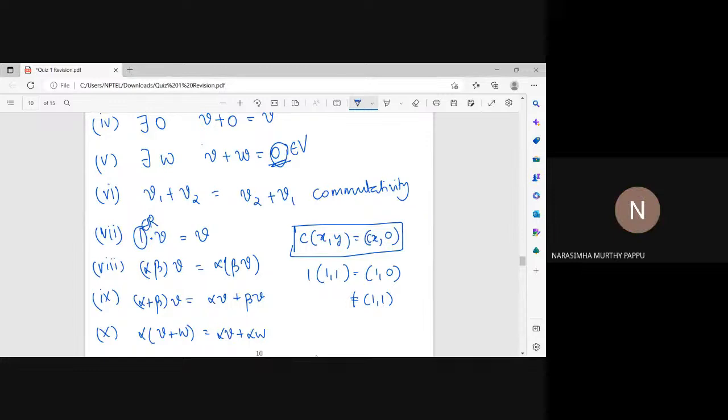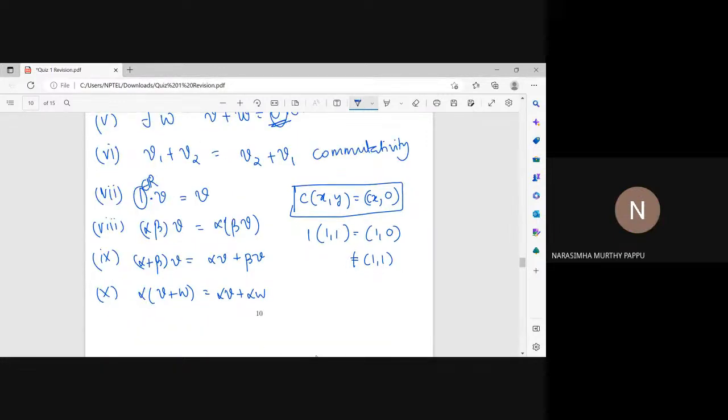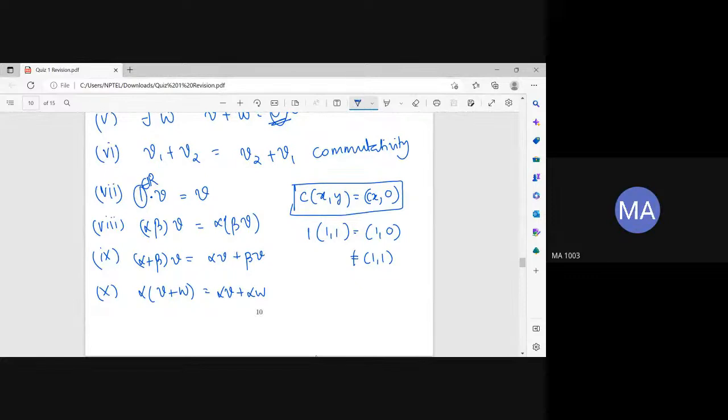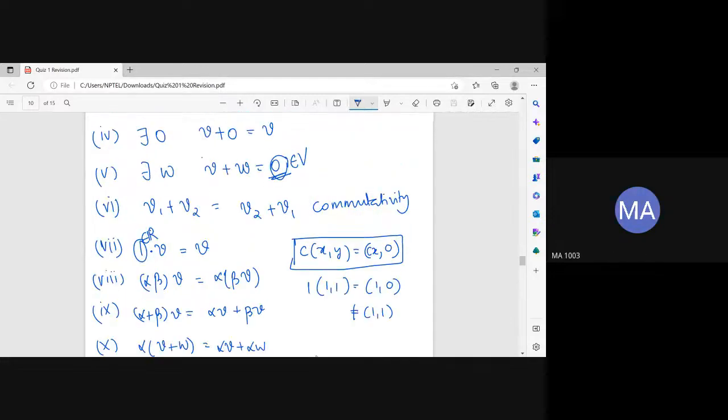In many of the questions, I got to know a little later that the operators themselves have been redefined. If it's the usual addition and usual scalar multiplication, then it will all work. But they have been given a specific definition, and given those definitions, you have to verify all these conditions.